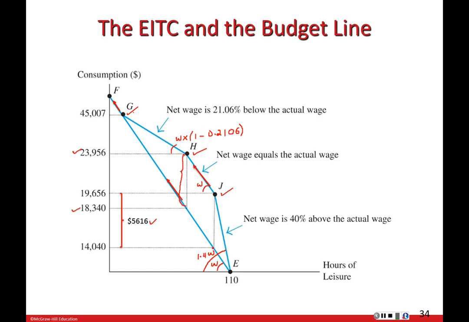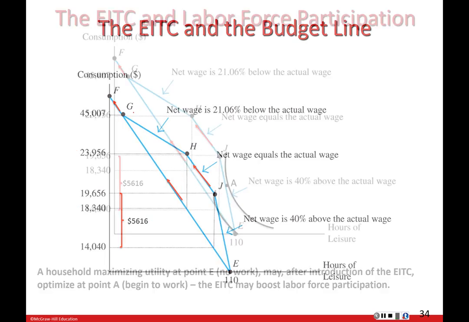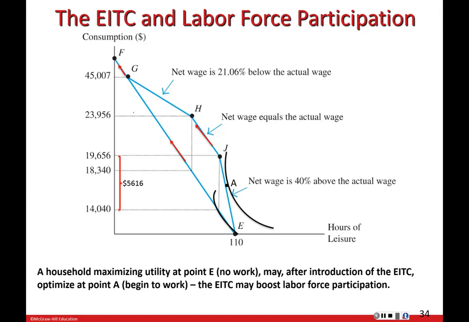So what is the effect of this program on incentives to work, etc.? Okay, let's take a look at that. The EITC and labor force participation. Right? So let's say that you have an individual who is currently not working. So this is before the EITC program was introduced. And point E is the point of no work, and you can see here that the worker's best point is in fact E. This indifference curve here is exactly tangent. It's very poorly drawn, I think, but it's supposed to be tangent at point E. Correct? So it's optimal not to work, correct?